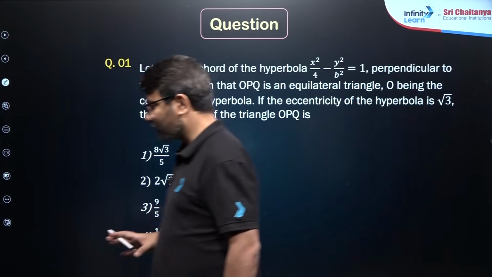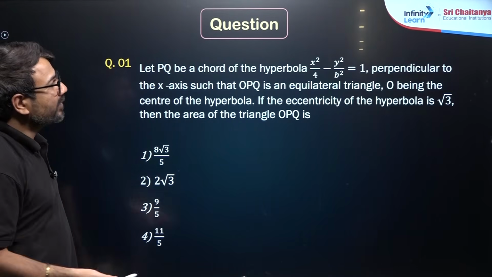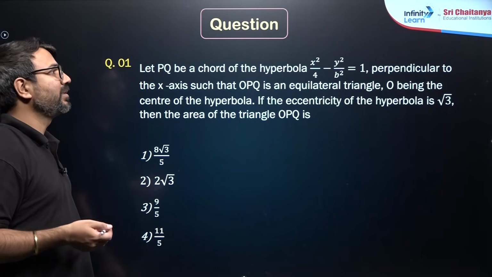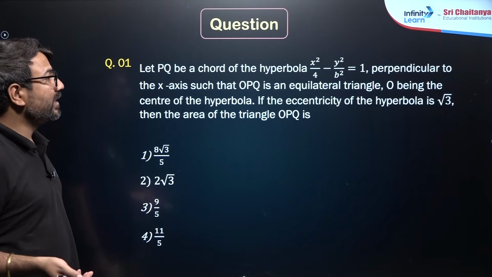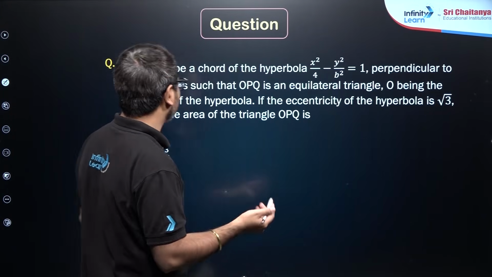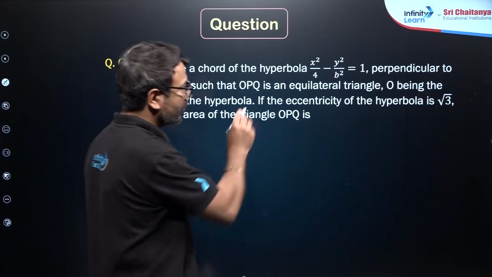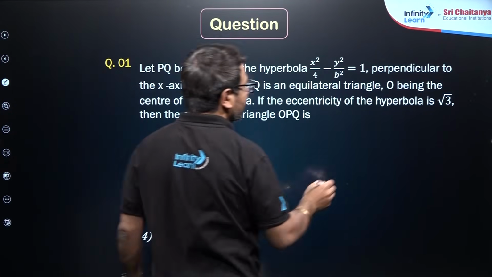So here is the first question in front of you. They have said that PQ is a chord of the hyperbola x square by 4 minus y square by b square equals 1, perpendicular to the x-axis, such that OPQ is an equilateral triangle, O being the center of the hyperbola. If the eccentricity of the hyperbola is root 3, how will you begin with this question?